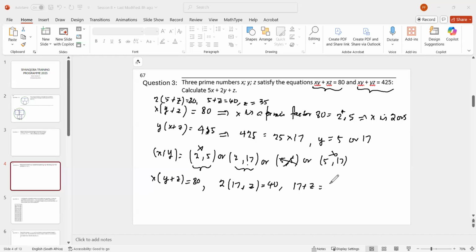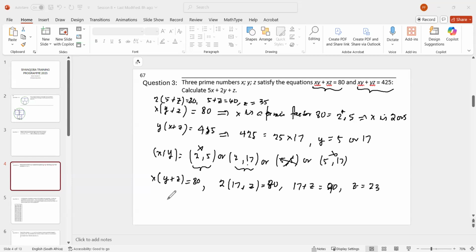It's 40 divided by 2. It's 20. And z, no, it's 8. It's 80. Right? And this is 40. And z is 40 minus 17, which is 23. Oh, that's fine. That's a prime number.